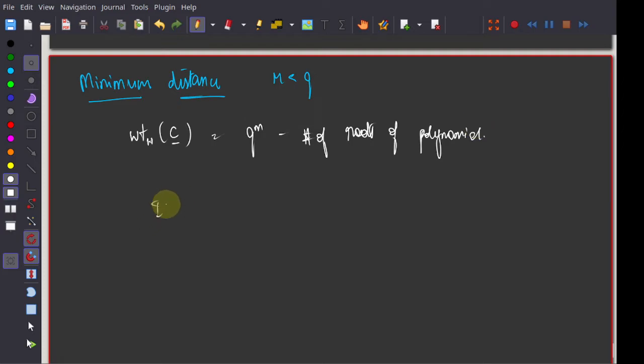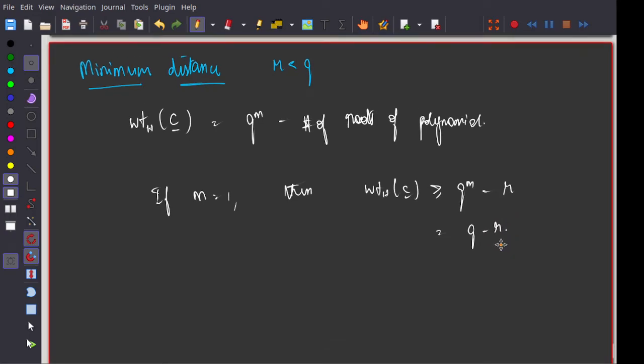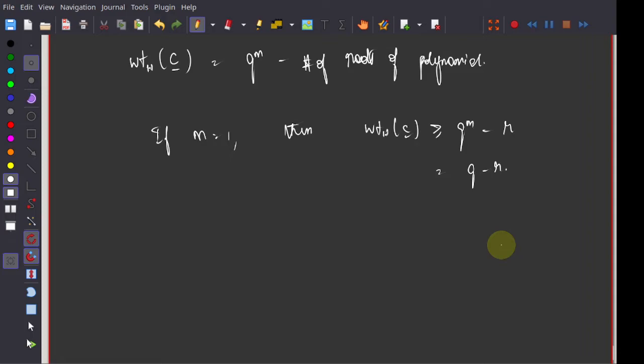So if m is equal to 1, then the Hamming weight of C is greater than or equal to q to the m minus r. So it's q minus r. Correct? We want to generalize this for larger m. And here's the claim.